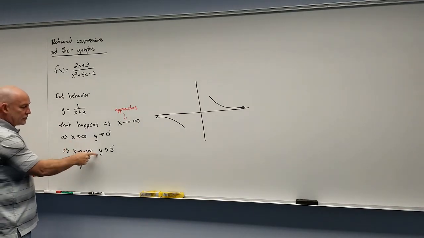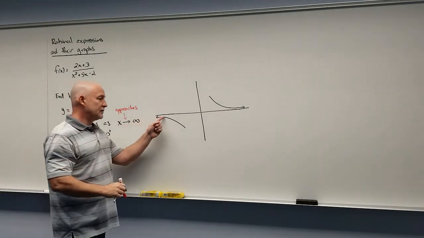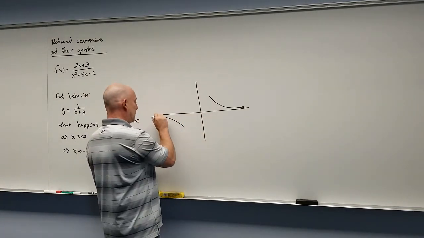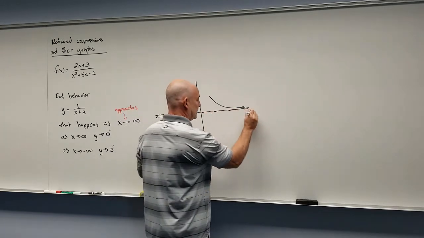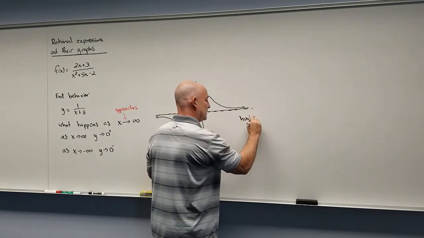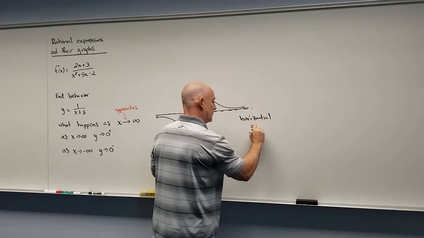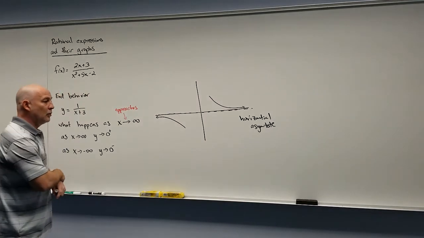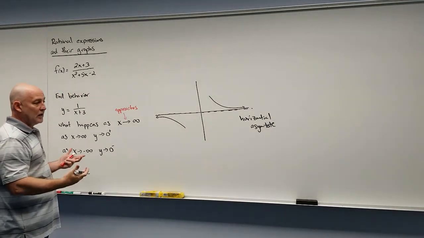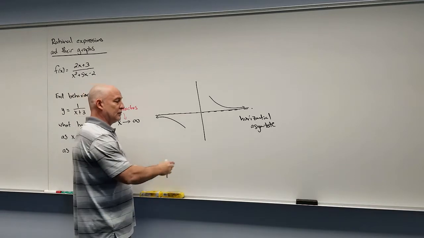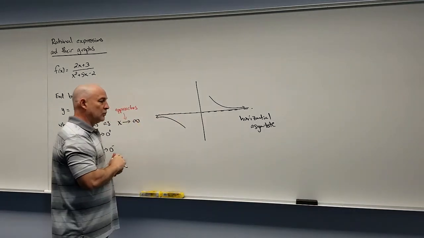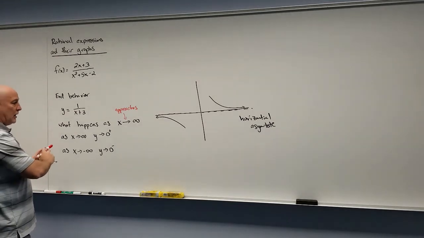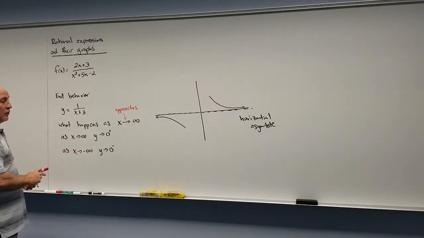Now since y is approaching 0 from the left and the right, this line right here is called an asymptote, and I'll put a dotted line right there. This is a horizontal asymptote. An asymptote is generally a line that you approach. For most asymptotes, you can't touch them. For horizontal asymptotes, sometimes you can actually touch them, but generally you rarely do. Okay, so the end behavior of a graph gives you these horizontal asymptotes.